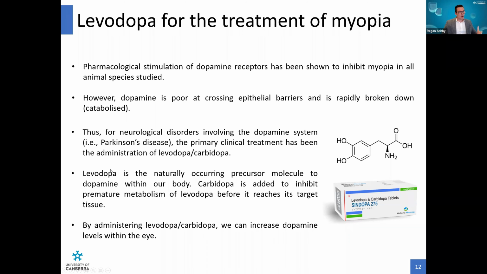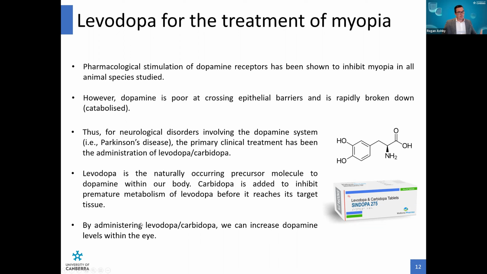Now, why is that? Well, levodopa is the naturally occurring precursor molecule to dopamine in our body. And so it is also able to easily cross epithelial barriers. The transporters are usually there, so across the blood-retina barrier, blood-brain barrier. Importantly, it has a slower rate of metabolism, and so it's not so quickly broken down. Now, carbidopa is added to the solution as an inhibitor of premature metabolism of levodopa before it reaches its target tissue. So it's there to prevent levodopa being used up before it, in this case, can make it to the brain, or in our case would be to make it to the retina, because that is going to be our target tissue.